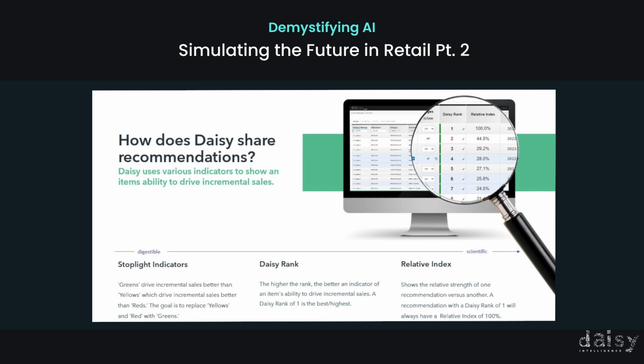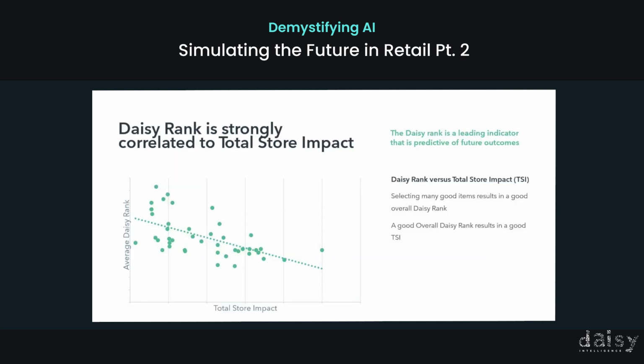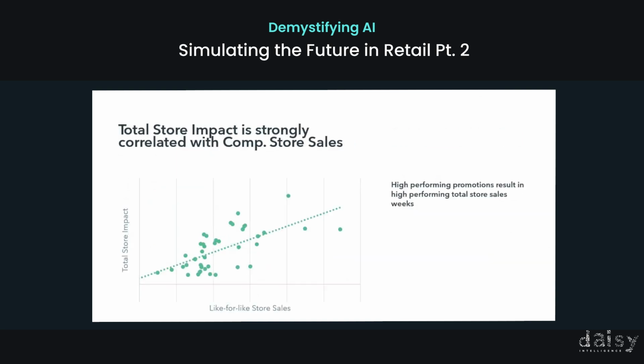And as I said earlier, the DAISY ranks at the stoplight indicator level are 100% correlated to outcomes. At the DAISY rank level, it's roughly 0.7 to 0.9 correlated to financial outcomes. So very strong leading indicators that can be used to make the best future decision. And then measuring backwards, you can validate that, in fact, the good outcome that I wanted happened. Remember, the DAISY rank is negatively correlated to store impact. The total store impact is positively correlated to year-over-year same-store sales.